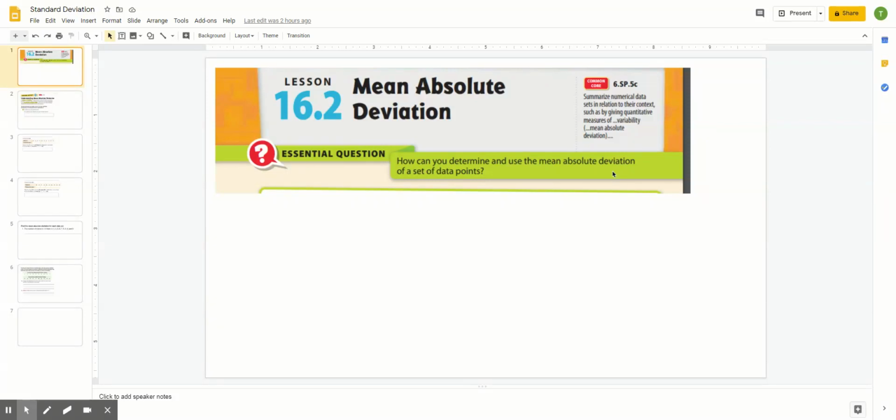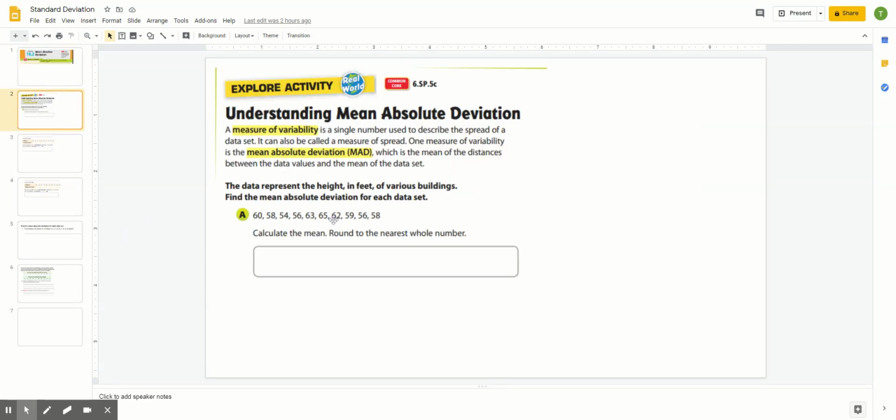All right, today's lesson is 16.2, mean absolute deviation. It's also known as standard deviation, and we're going to utilize the mean average strategy we've been working on, and we're going to focus on the following question: how can you determine and use the mean absolute deviation on a set of data points?